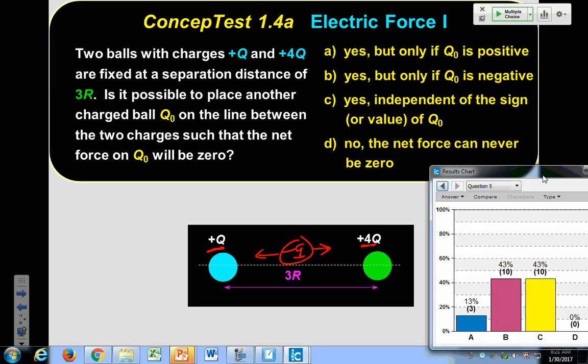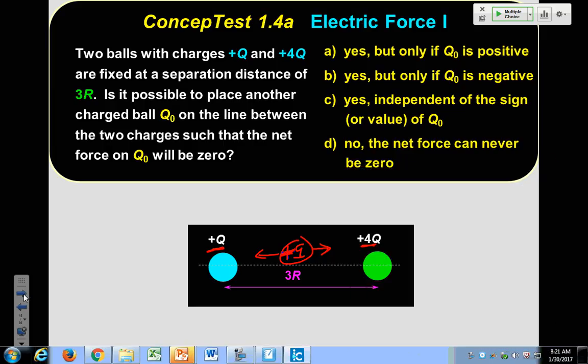But imagine, too, that if this was a positive charge, I would have similar forces, one to the left and one to the right. And so in a similar way, I can put a positive charge there as well. It's just the two forces are going to flip. All right, so C here is the right answer.